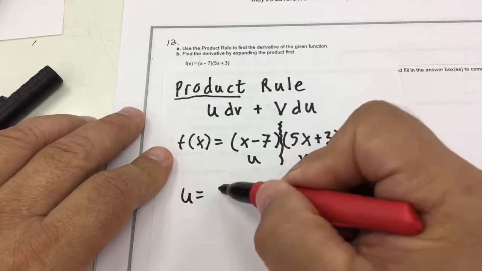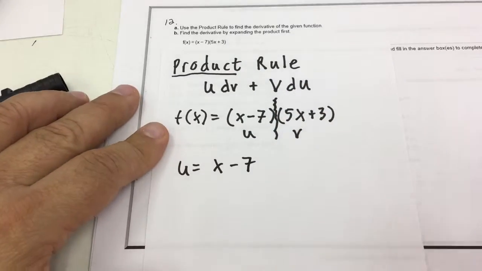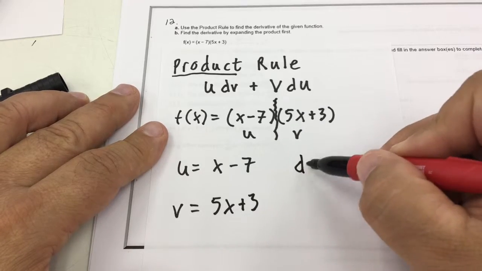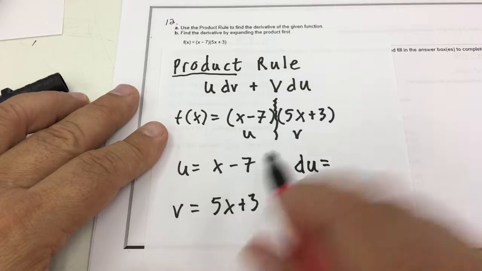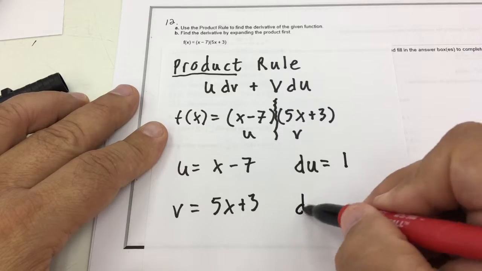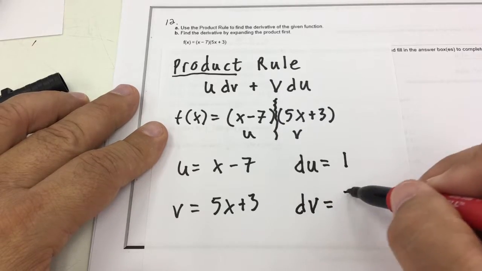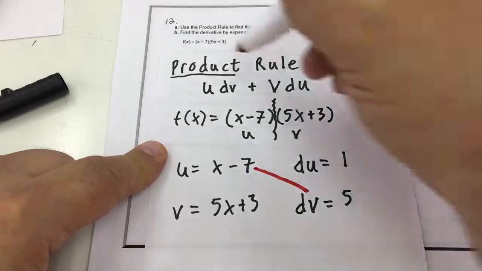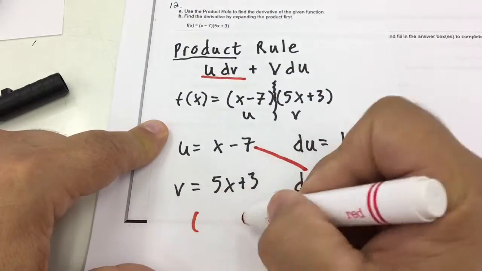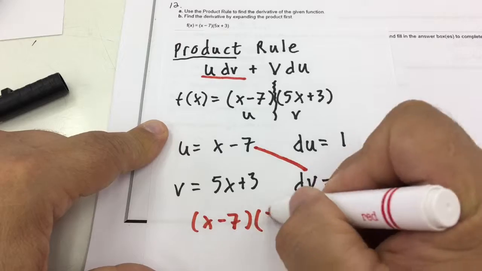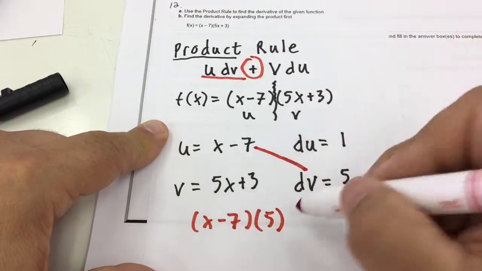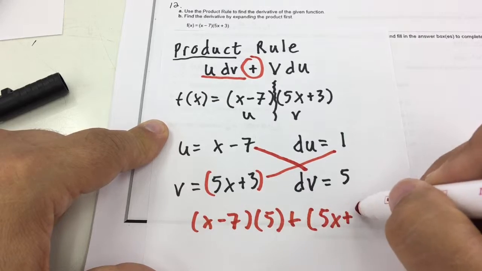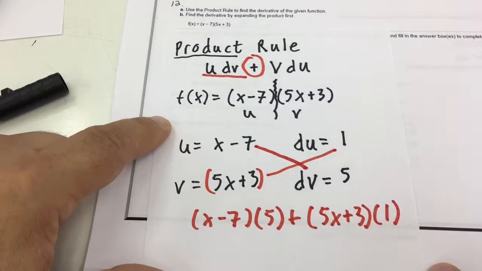So u equals x minus 7. v equals 5x plus 3. The derivative of u, du, equals, well, the derivative of x minus 7 is 1. dv, the derivative of 5x plus 3, is 5. And here comes the product rule. I take this u and I multiply it by dv. That's where I get u dv from. I have to wrap it, so x minus 7 times 5, plus, that's in the rule, v du. So that's going to give me 5x plus 3 times 1. And that's the product rule.